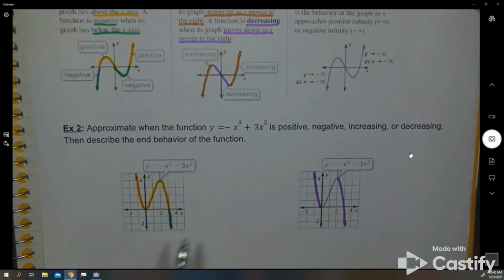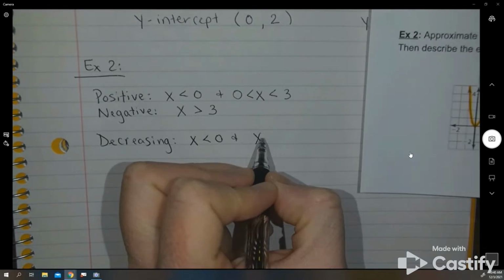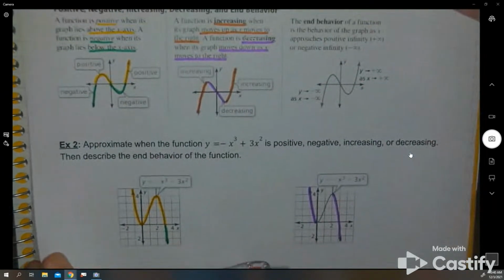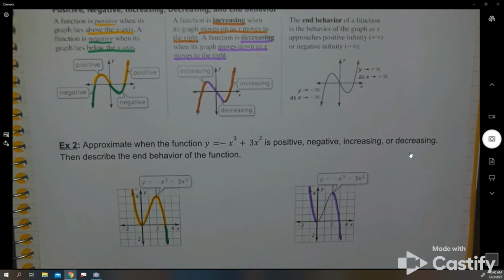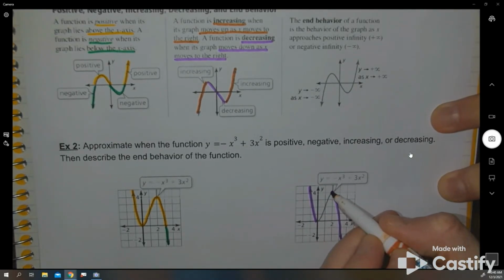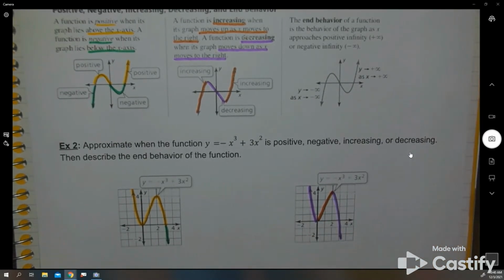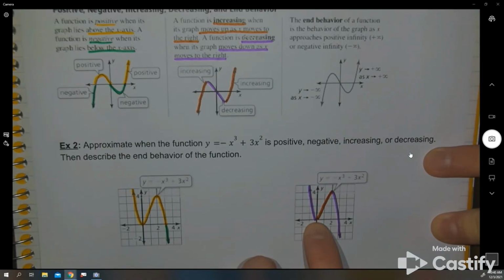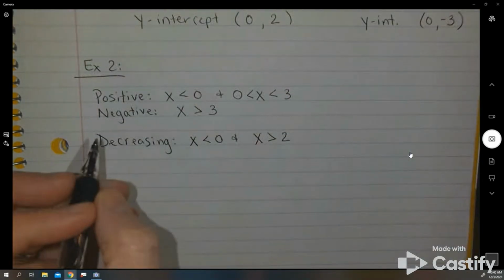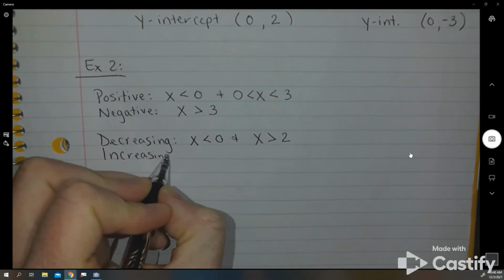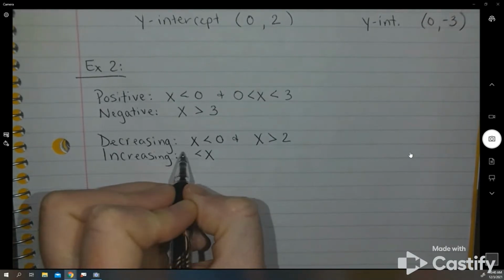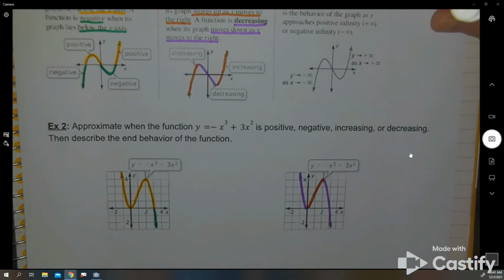But also, if we continue to look over here, after that point 2, it starts to decrease as well. So when x is greater than 2, we have a decreasing pattern. But thankfully, we also have an increasing pattern here. That section right there, because remember, as we go left to right, it's moving up. So this would be between 0 and positive 2. Anytime that our x value is greater than 0 but less than 2 on this graph, we have an increasing pattern.